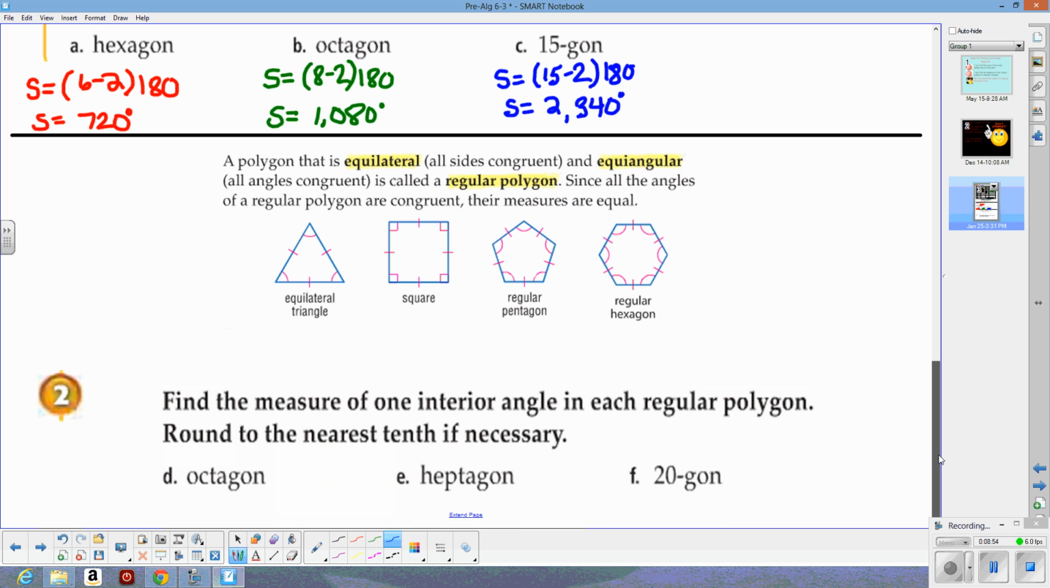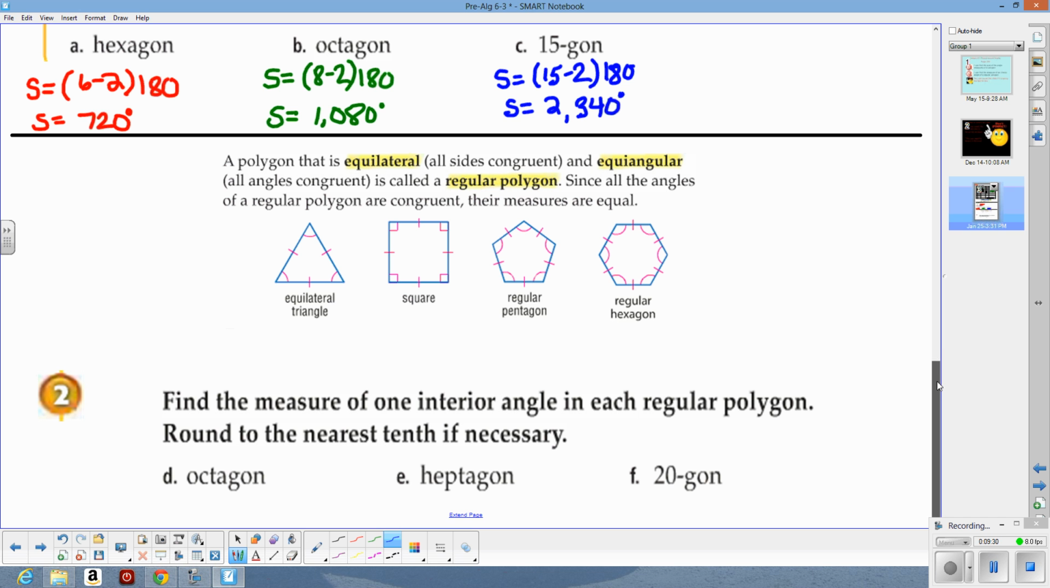Now a polygon that is equilateral, meaning all the sides are congruent, and equiangular, meaning all angles are congruent, is called a regular polygon. Since all the angles of a regular polygon are congruent, their measures are equal. So what we're going to do next is not just find the sum, but find what just one interior angle is going to measure if it's in a regular polygon. And to be regular, all the angles are the same size.